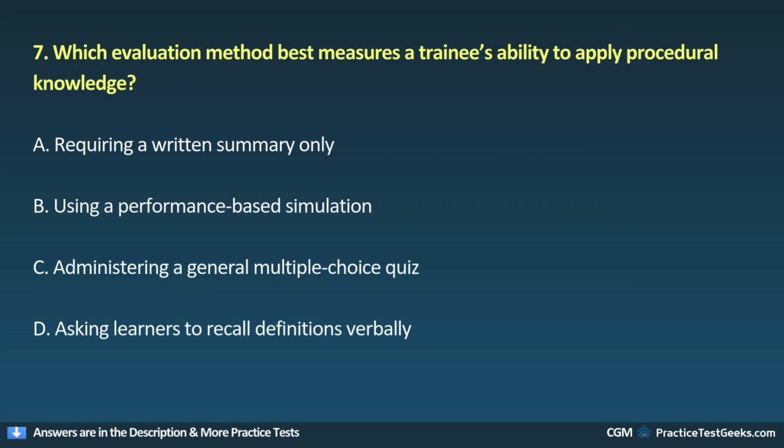7. Which evaluation method best measures a trainee's ability to apply procedural knowledge? A. Requiring a written summary only. B. Using a performance-based simulation. C. Administering a general multiple-choice quiz. D. Asking learners to recall definitions verbally.